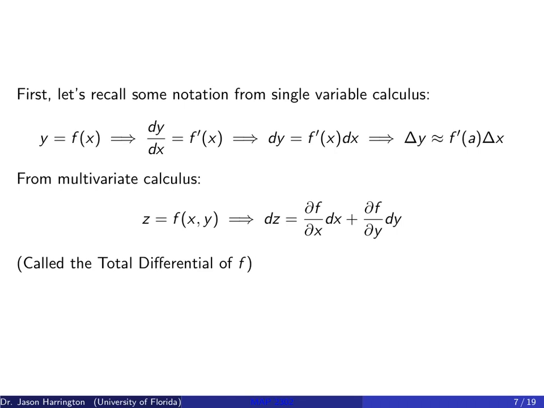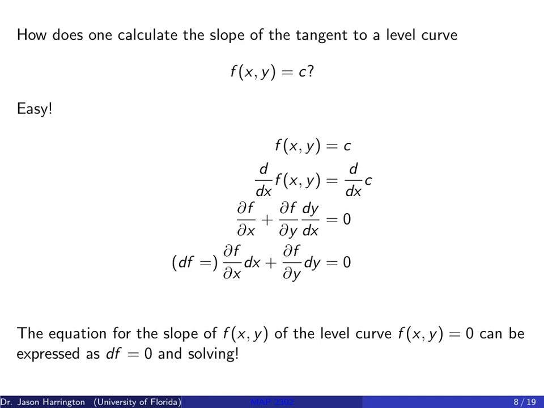And let me mention a little bit as to where this comes from. But here is why all this is very important. Because this is what the whole section basically boils down to: how does one calculate the slope of the tangent to a level curve, f of x comma y equals c?